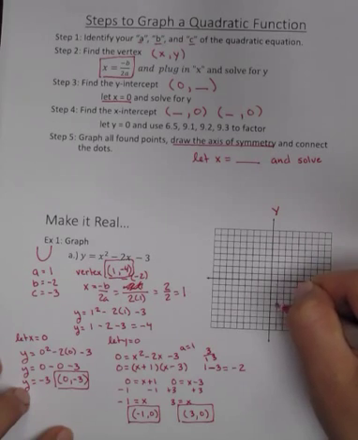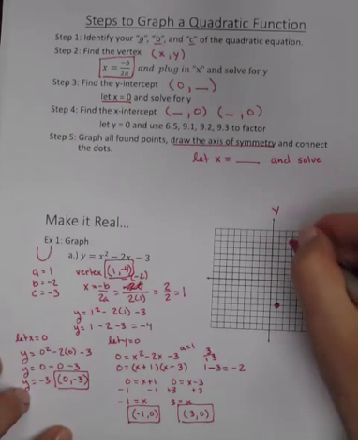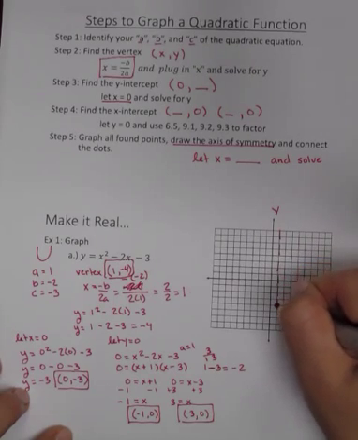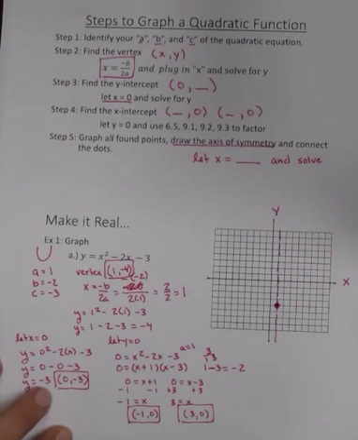This will be my vertex. Through my vertex, I have to draw my axis of symmetry. So I'm going to go ahead and put those vertical lines as well. Okay, now I'm going to graph my y-intercept.